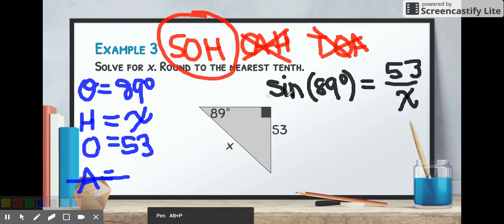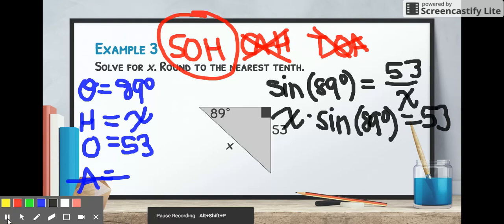So we have sine right here. Do not say sin. It looks like sin, but it's the abbreviation for sine. So this problem is slightly more challenging to solve because now what we're solving for is in the denominator, but you just have an extra step to do. So we're going to multiply both sides by x to get our variable out of the denominator, which leaves us with x times sine of 89 degrees set equal to 53. And now we can isolate our variable by dividing both sides by sine of 89 degrees.